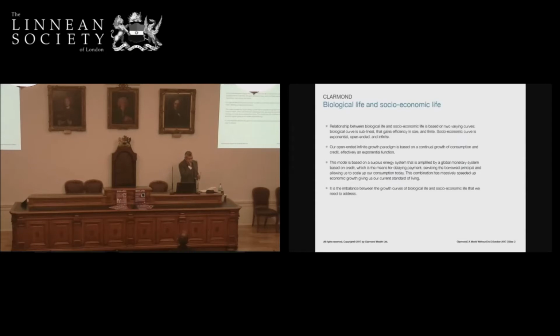The purpose of the talk today is to bring into balance what we mean by biological life and what we mean by socioeconomic life. So we live in socioeconomic time for ourselves, yet we're a biological unit. So what that does is we have to look at the two curves of these two systems.